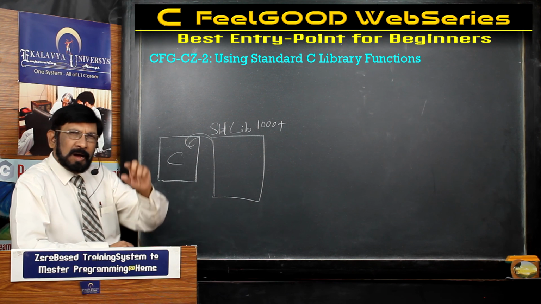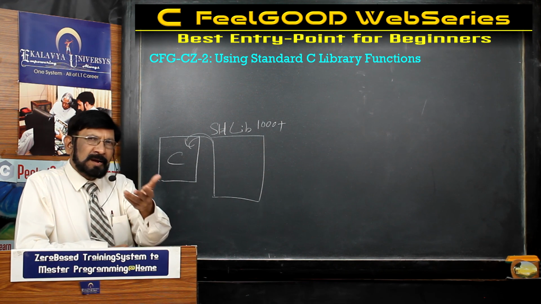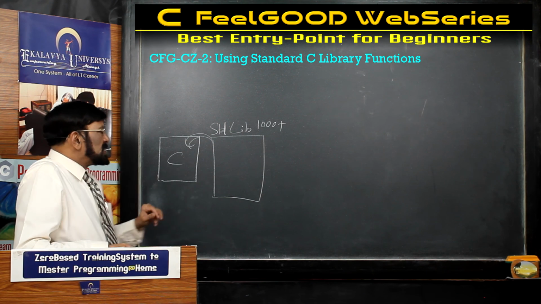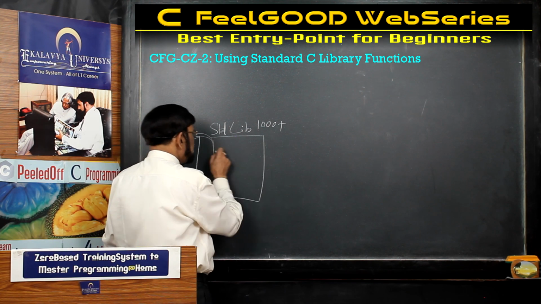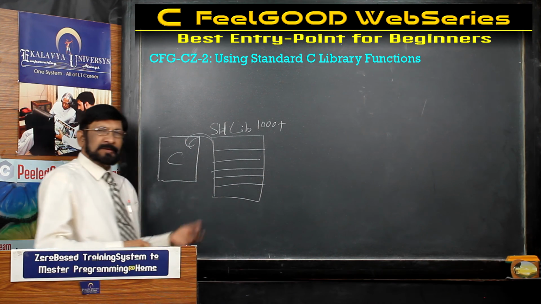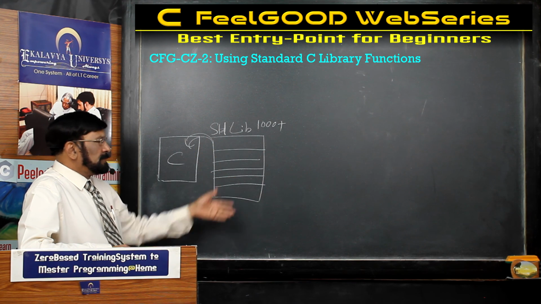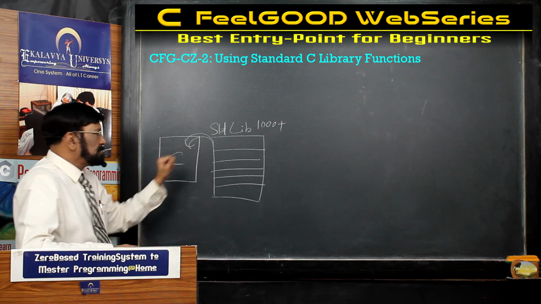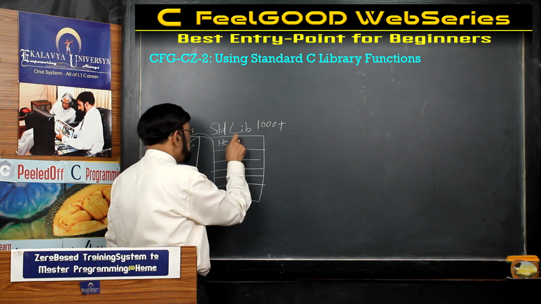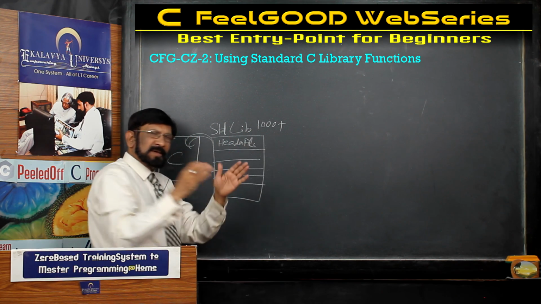Functions are there. How can you identify a particular function? Whether it is there or not, you do not know. That's why these are divided into groups depending on their functionality. Suppose these are 1000 plus, here maximum 50 header files are there. Each one is called a header file.